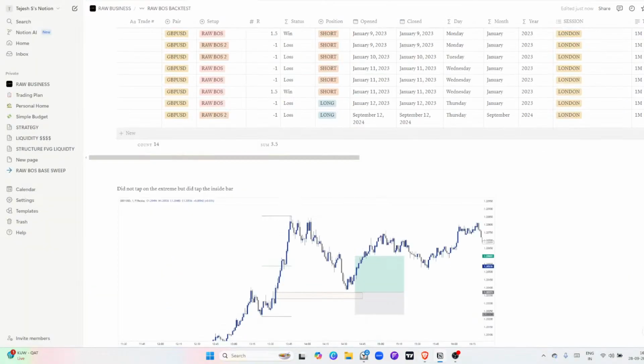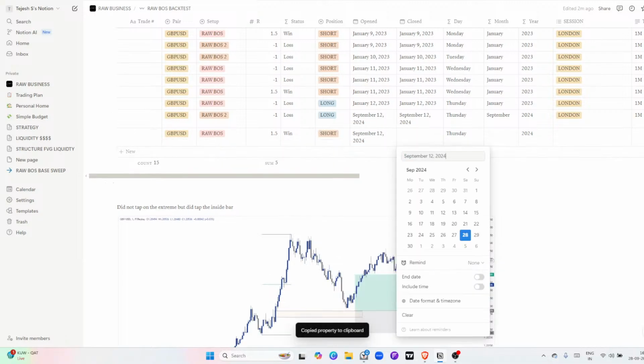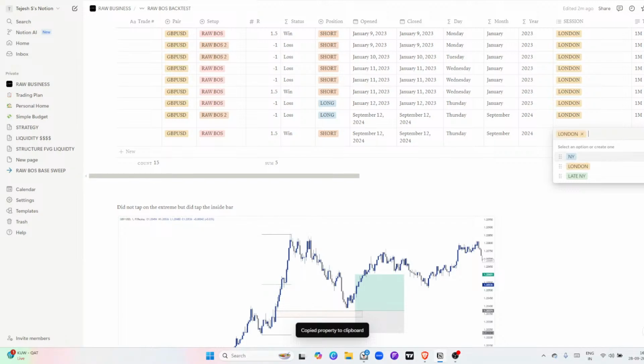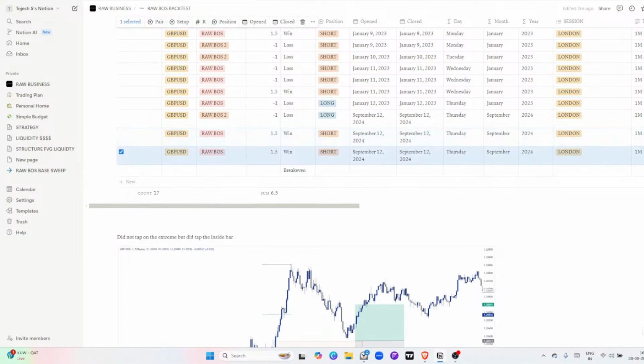So this is again the raw breakout structure with plus 1.5 again. This is our short, and it's on the 12th, London session, 1 minute, duplicate.